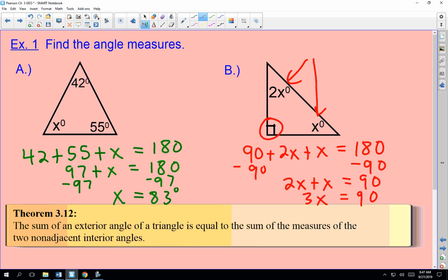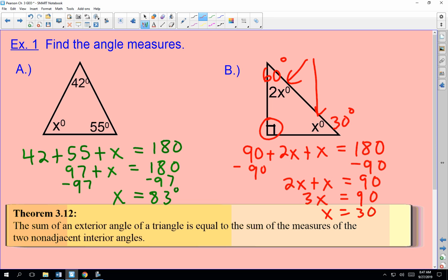Oh, no, I asked you. Yeah. So x equals 30. So this angle would be 30 degrees right here. This angle would be 60 degrees right here. But if one of those angles is the 90, then you could just say that the other two acute angles have to add up to 90. That would shorten it up a bit.